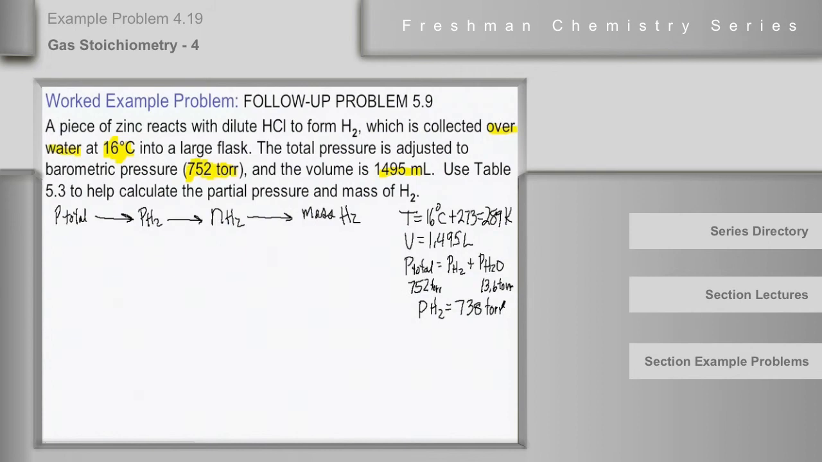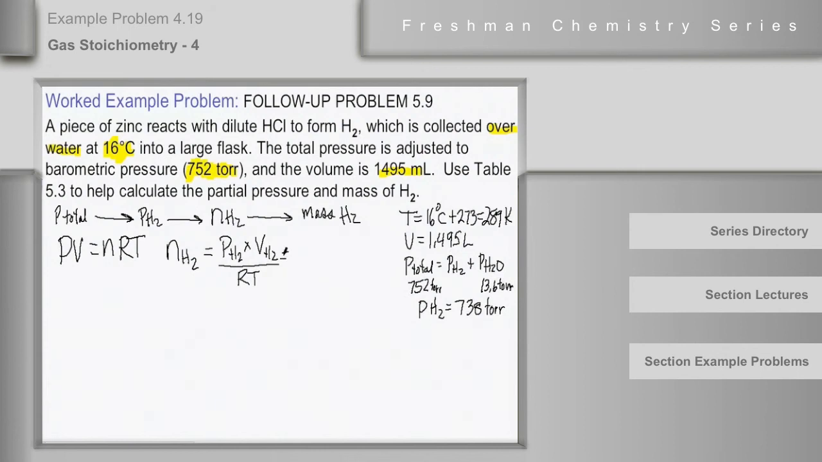It's a mixture of gases. We subtract 13.6, the vapor pressure of water, from the total pressure. We get the pressure of the hydrogen. Now, if we want the number of moles, we can use the ideal gas equation, and we'll solve that for n of H2. This will be P of H2 times volume of H2 divided by R times T.